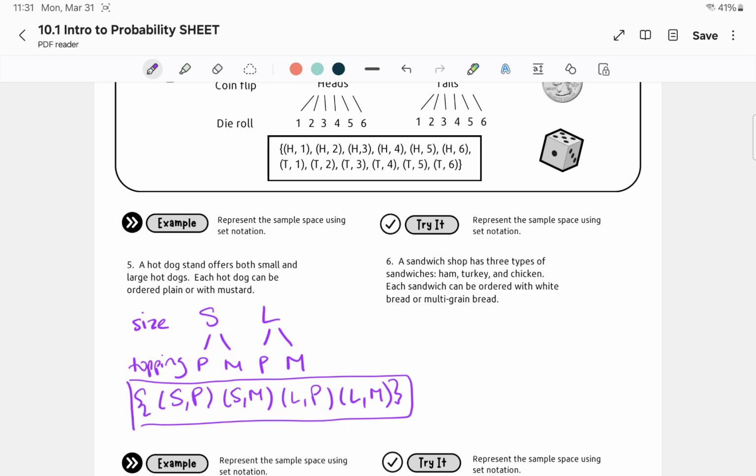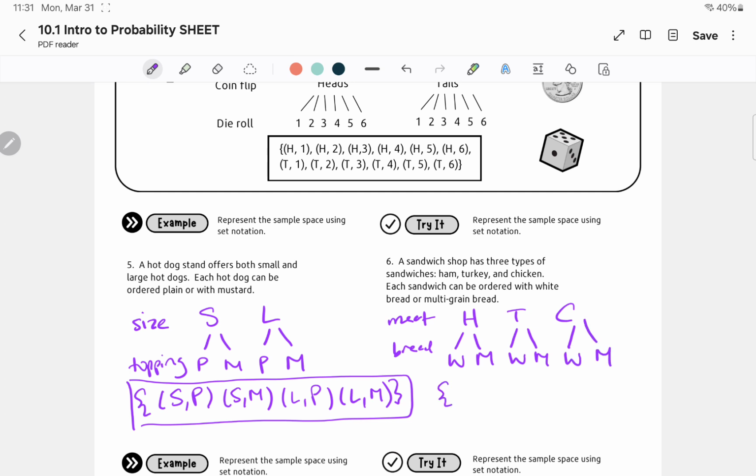So our first option here is the type of meat, which would be ham, turkey, or chicken. So there's 3 options. And then also we have the bread. So make sure that each one of these meats has the 2 options for the bread, which would be the white and the multigrains, right? The ham, the turkey can be white or multigrain, and the chicken can be white or multigrain.